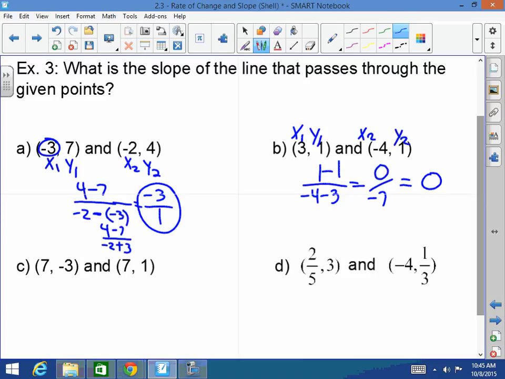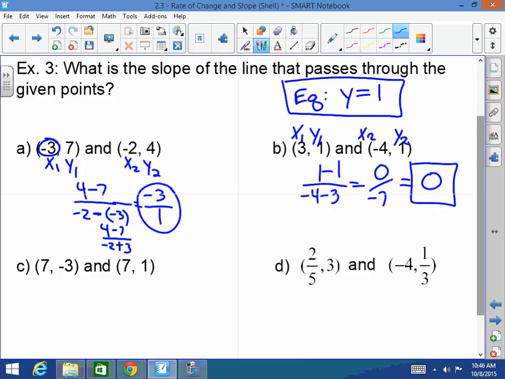This is a 0 slope. It would be a y equals equation. What do you think the equation would be here, though? What's the y value that both of these points go through? So this equation would be y equals 1.